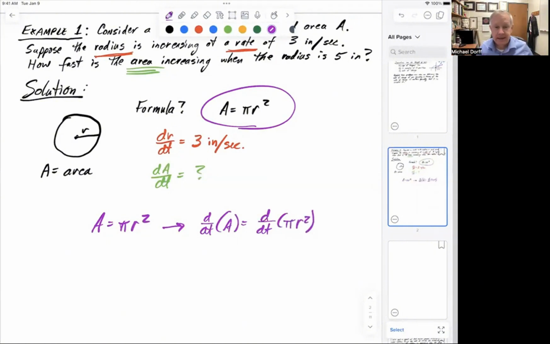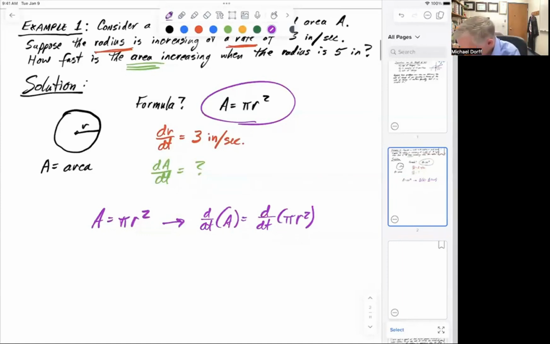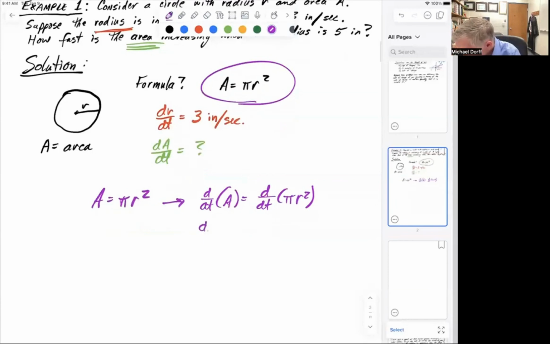Why do we use a t as my variable there? Because the area is changing with respect to time, and the radius is changing with respect to time. So that's what the variable is. As time increases, area increases, and radius increases. All right, when I do that, I get dA/dt on the left, and on the right, my one variable is r. Pi is not a variable, it's a constant.